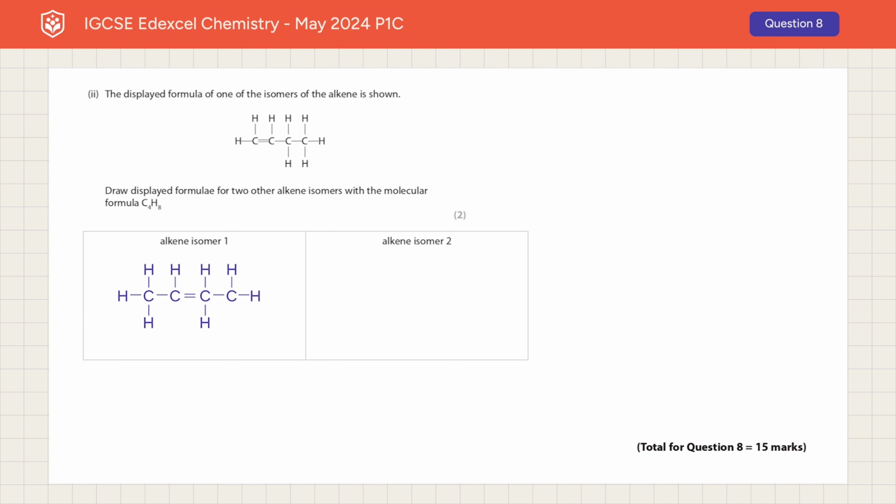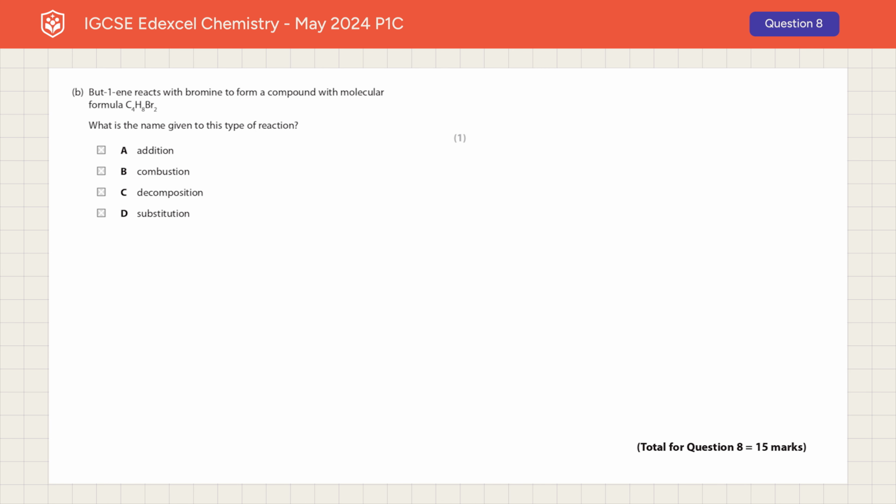For isomer 1, we can move the double bond to the middle of the chain. This gives us but-2-ene. For isomer 2, we can also create a branched chain. This one is called methylpropene. Here the main chain is 3 carbons long with a double bond, and there's a methyl group as a branch.